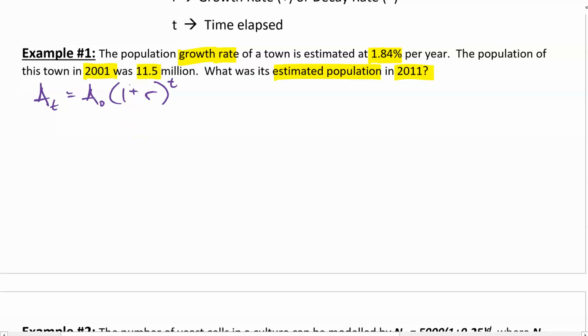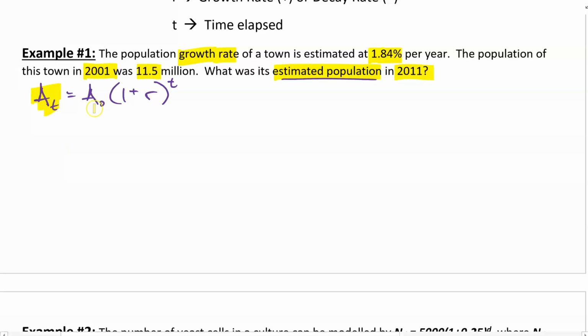Okay, so we're now going to add the rate. So let's see if we have everything, right? We're trying to find the estimated population, so that is this, the amount in total. And again, just like any other sub and solve algebraic equation, you have to have everything else.